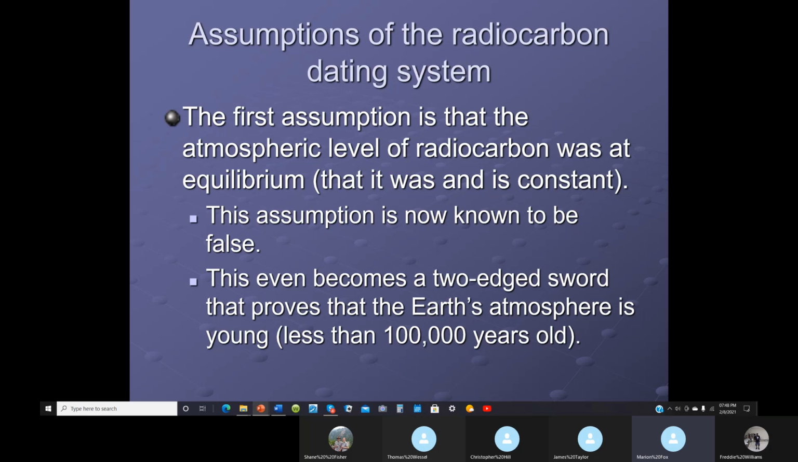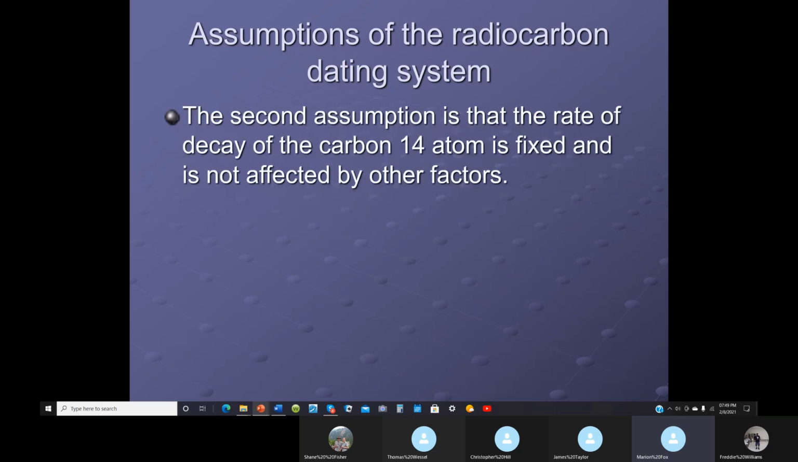This is a two-edged sword for them because it proves the Earth's atmosphere is young, less than 100,000 years old. At 100,000 years, it should have decayed down to virtually no radiocarbon in it, right? Less than that. I'm not saying it is 100,000 years. I'm saying it's less than 100,000 years.